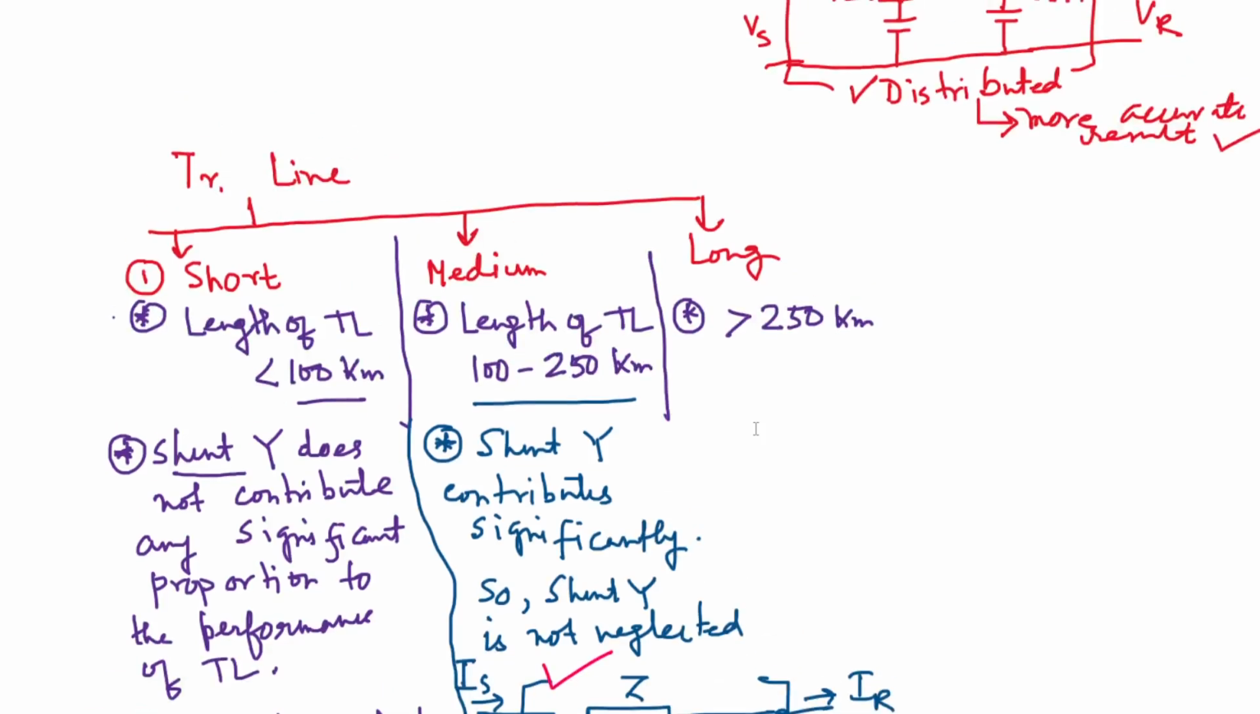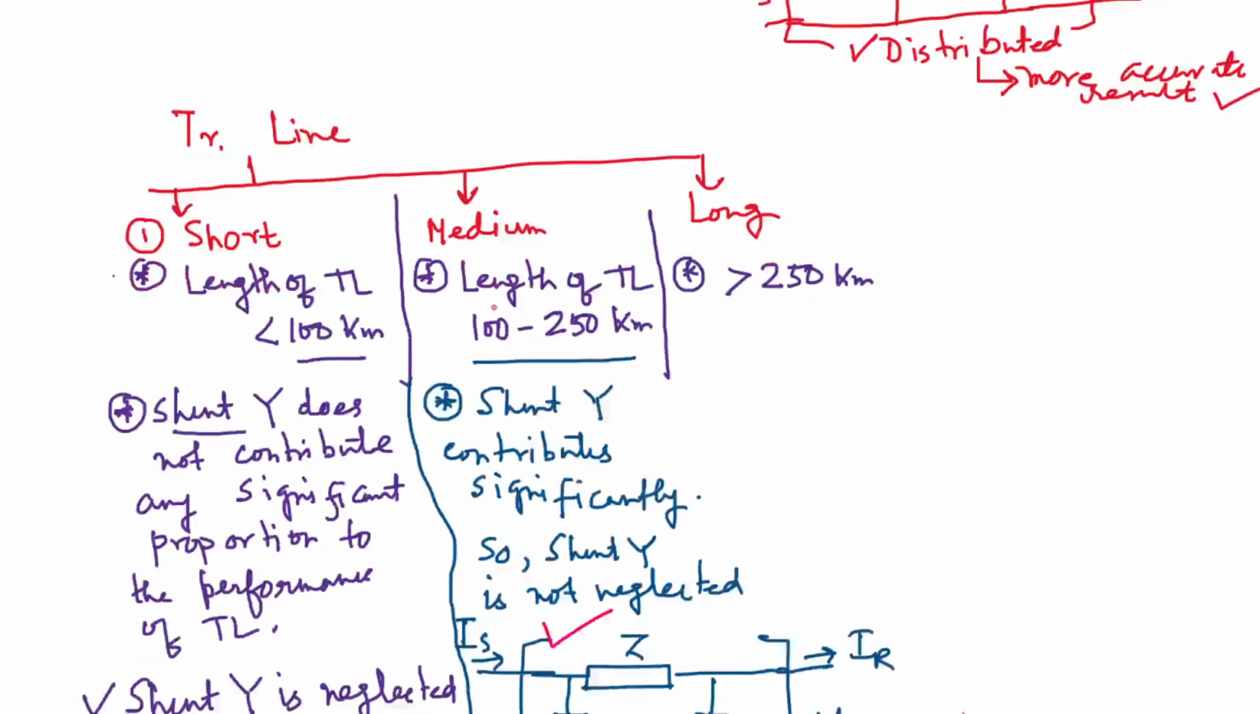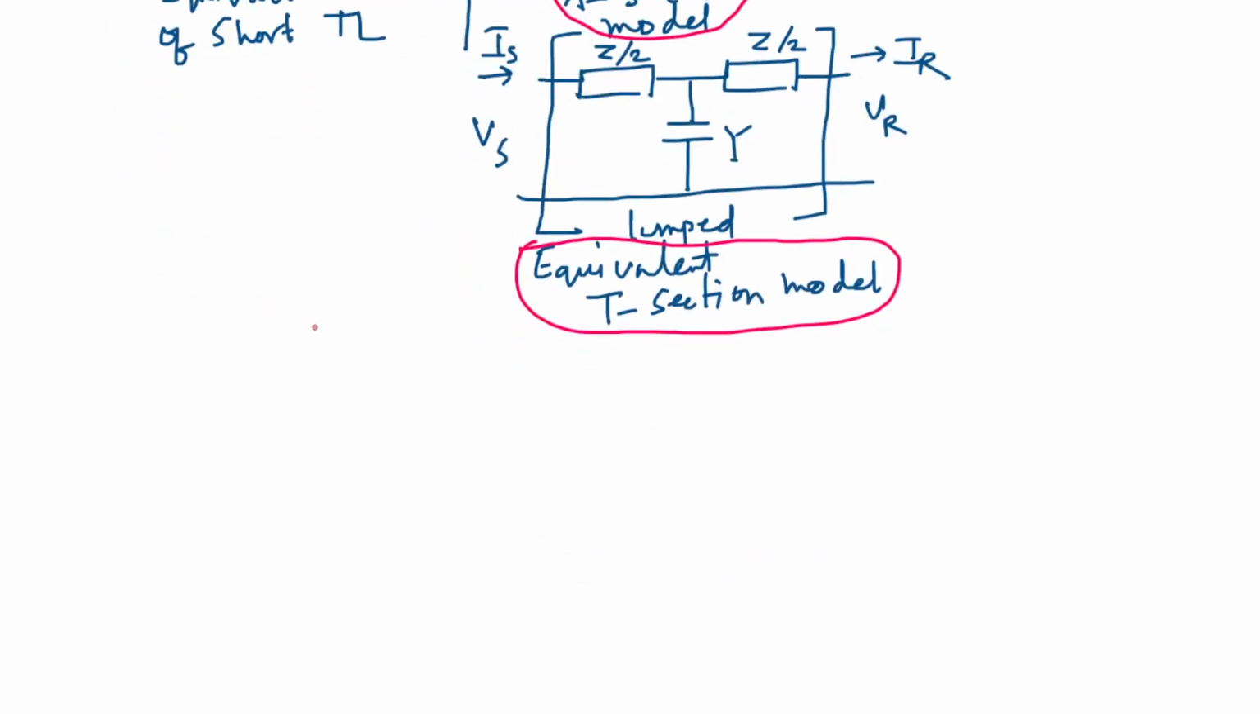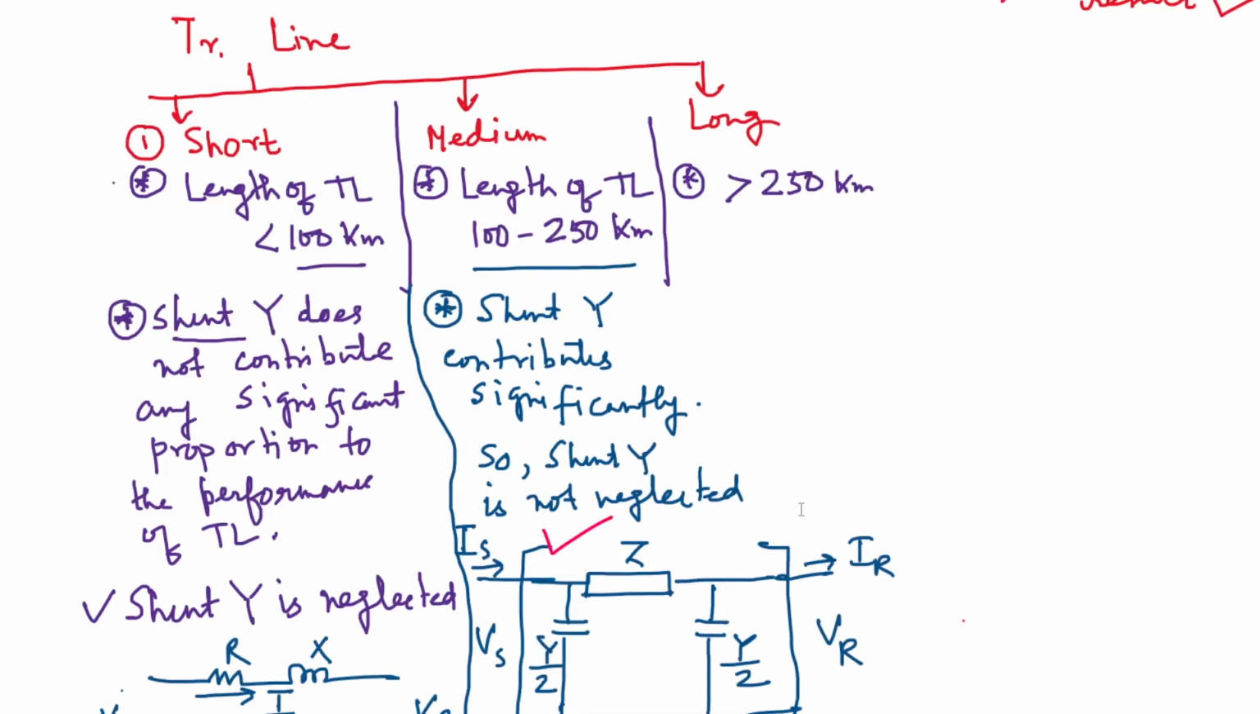So in a medium transmission line, what is considered here? It is considered a lumped parameter model. Now coming to the long transmission line.